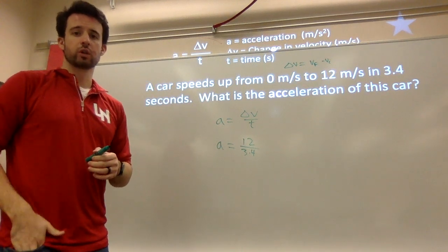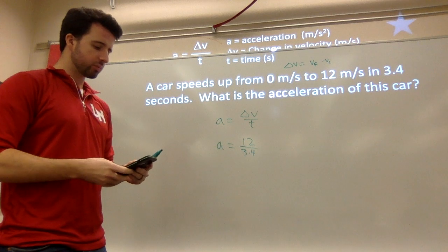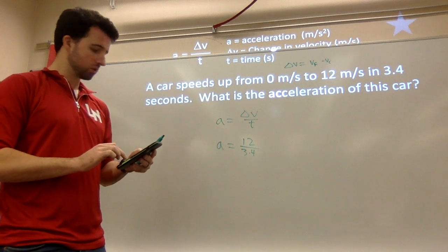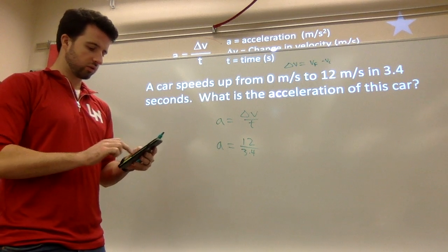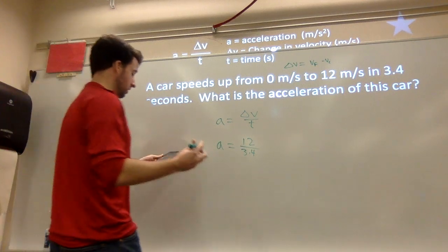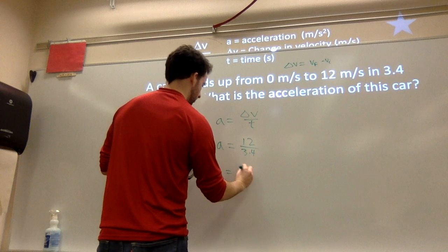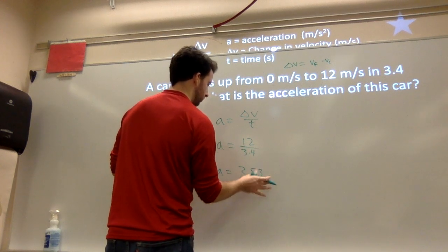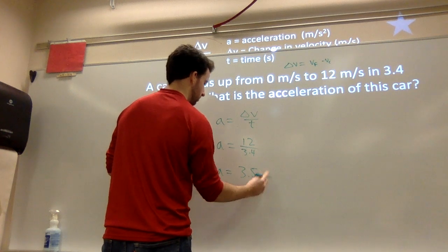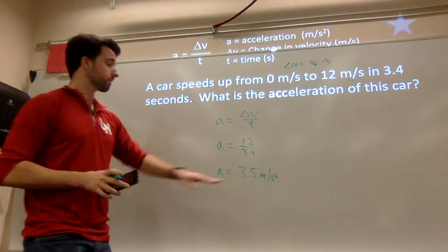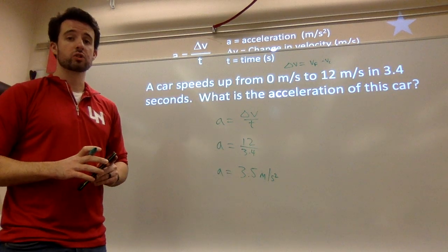Great, let's solve it. 12 divided by 3.4 should give us a number that's less than 4 but greater than 3. I get 3.5 when I do this. I'm just going to put one decimal point here. I guess it's technically 3.53, but we'll just call it 3.5 meters per second squared. That's the unit right there, meters per second squared.